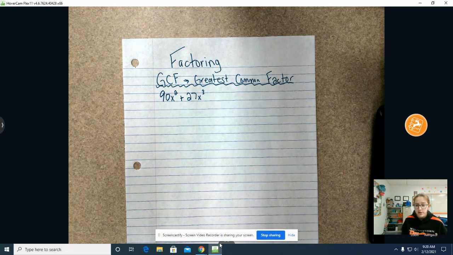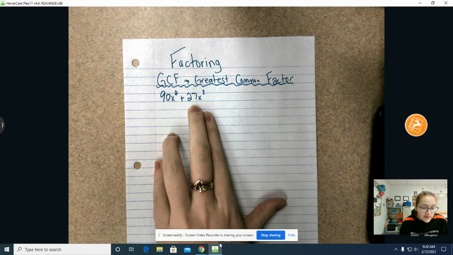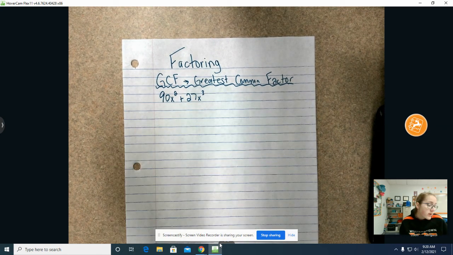That's what we did in our last learning target when I said we could factor out a 2. That was greatest common factoring. So this is just a way to kind of break things down to make it simpler for you to work with. So 90x squared plus 27x cubed, those are both big numbers. We kind of want to break that down.